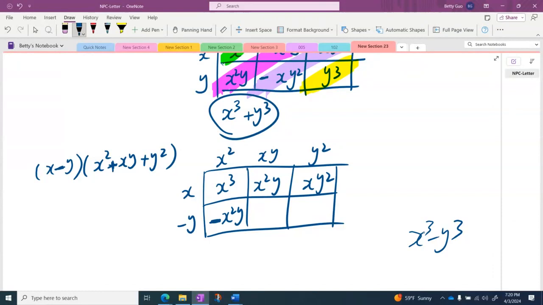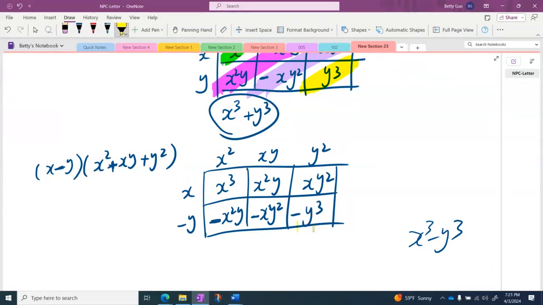Row 2, column 2, also negative. We have y times x times y, so 1 x, 2 y's. 2 y's multiplied together gives us y squared. And last cell, negative times positive is negative. Y times y squared, 3 y's multiplied together, y cubed.